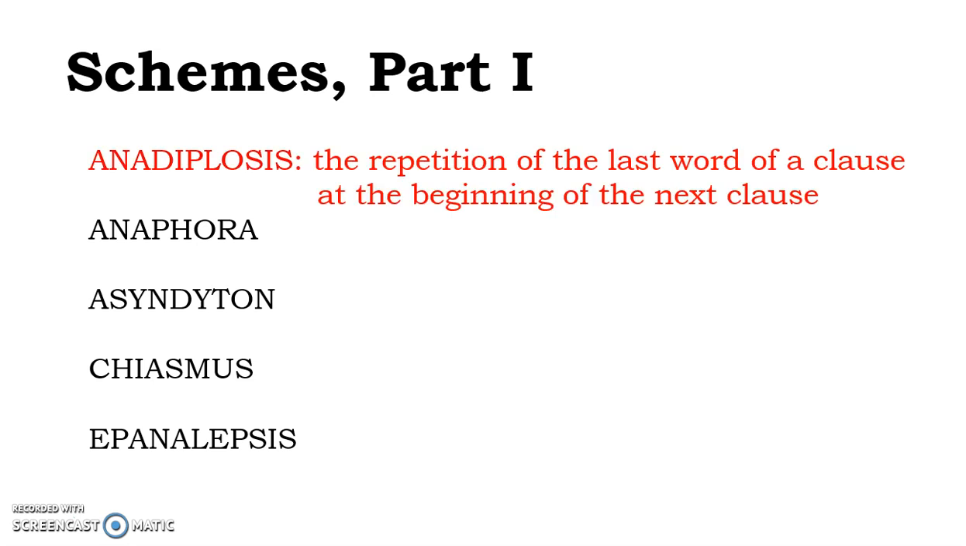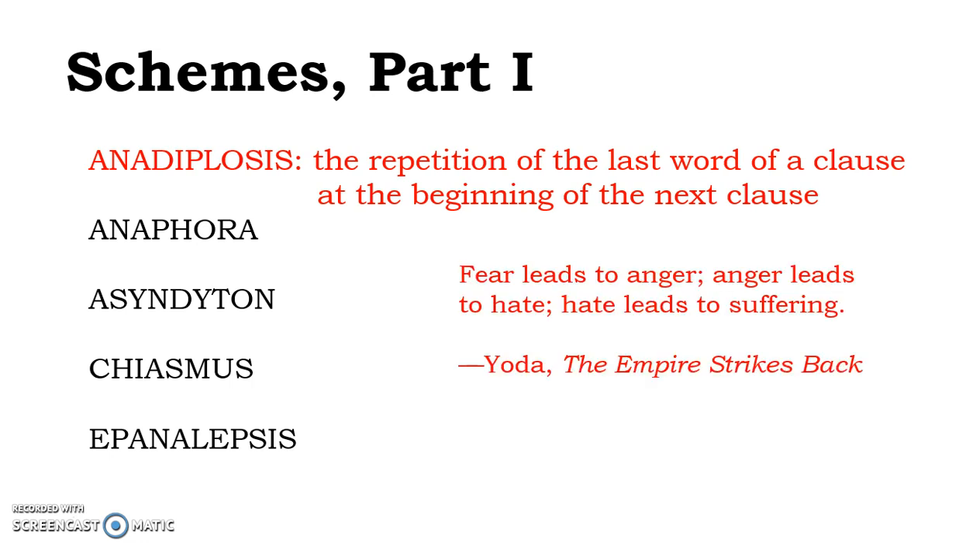Anadiplosis. That's the repetition of the last word of a clause at the beginning of the next clause. And a great example of this is from none other than Yoda, The Empire Strikes Back. Fear leads to anger, anger leads to hate, hate leads to suffering. This kind of daisy chaining act of rhetoric is called anadiplosis. It's where you have that last word of a clause beginning the next, and then sometimes the next succession works the same way. Last word of the clause starts the next. That's anadiplosis.